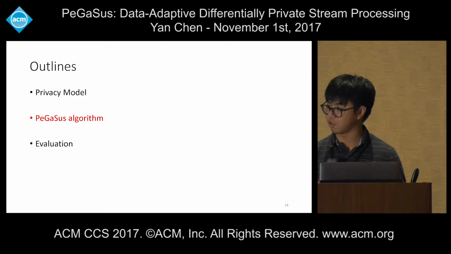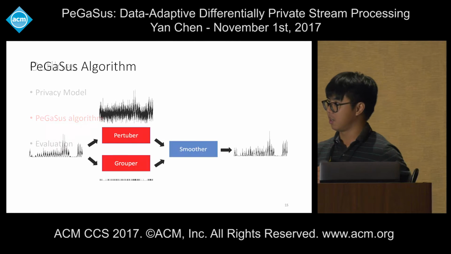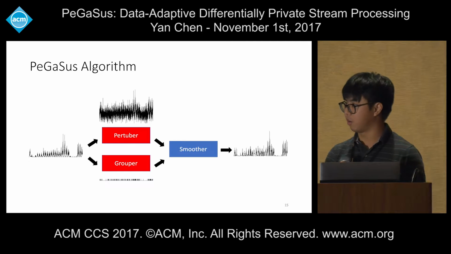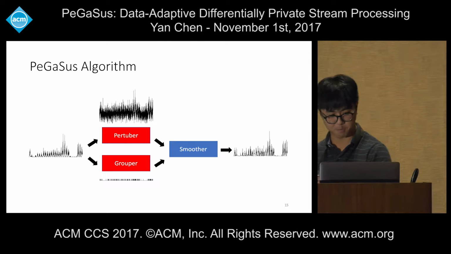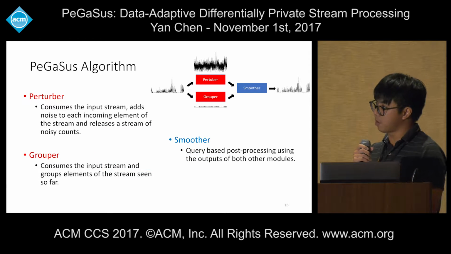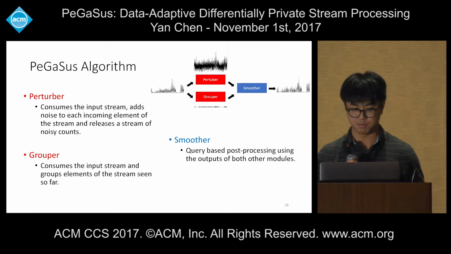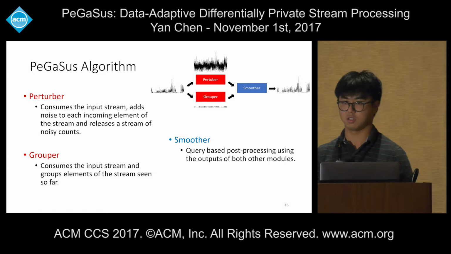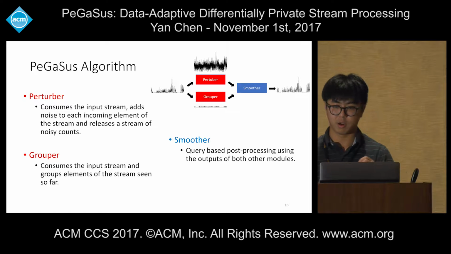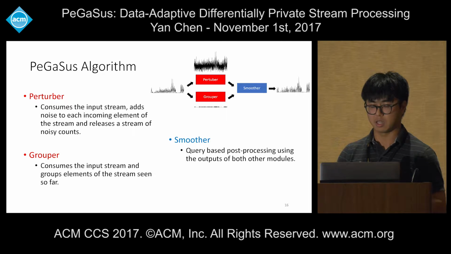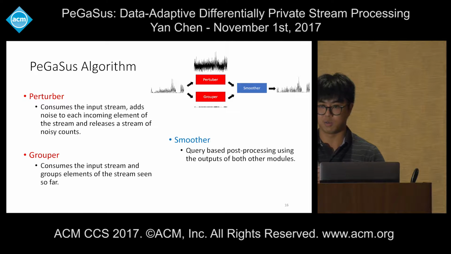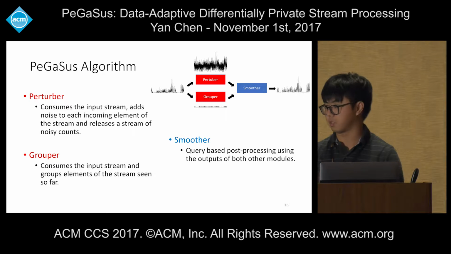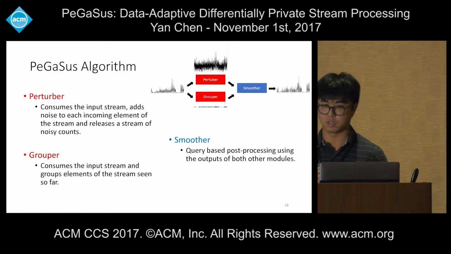So next, let me show you our Pegasus algorithm. This is an overview of the algorithm. It contains three components: one perturber, one grouper, and one smoother. The perturber of Pegasus consumes the input data stream, perturbs each incoming element by adding noise, and outputs a stream of noisy counts. The grouper also consumes the input stream, and it tries to group the elements seen so far which share similar counts. And the smoother is only a query-based post-processing step, using output from the perturber and the grouper.